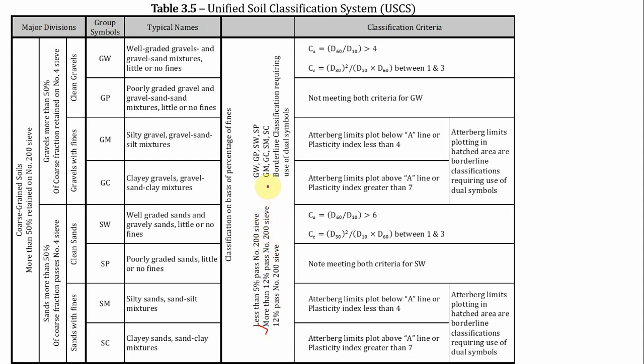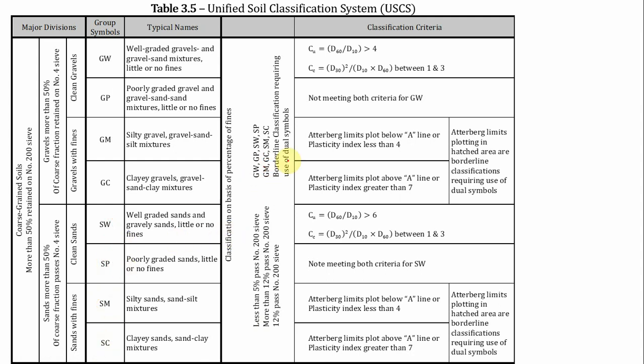So therefore, class, titingin tayo sa criteria niya. Our possible answers are SW, SP, SM, and SC. And it says here, class, in this criteria, when more than 12% pass the number 200 sieve, it should be that your soil is either GM, GC, SM, or SC. So therefore, class, wala namang GC at GM yan, so hindi ito pwede. Walang GM at GC dyan.